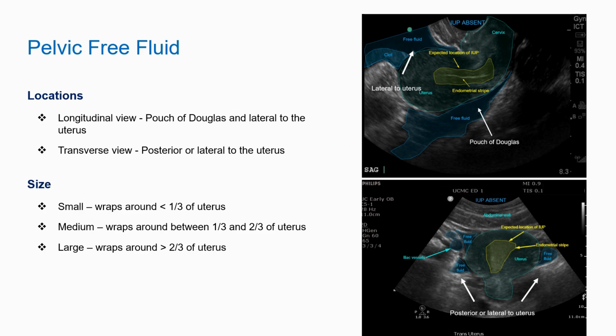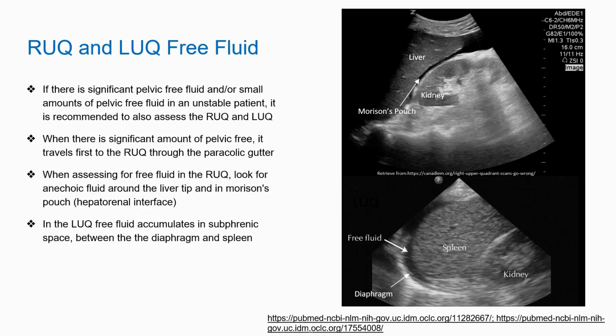The location of pelvic free fluid includes, on the longitudinal view, the pouch of Douglas and lateral to the uterus, while on the transverse view, it's posterior or lateral to the uterus. Below, we define how to identify small versus medium versus large amounts of fluid. If there is significant pelvic free fluid and/or small amounts of pelvic free fluid in an unstable patient, it is recommended to also assess the right upper quadrant and left upper quadrant for free fluid as shown in these images.